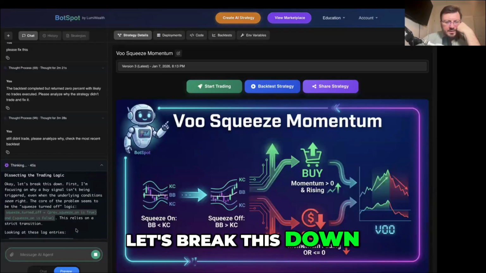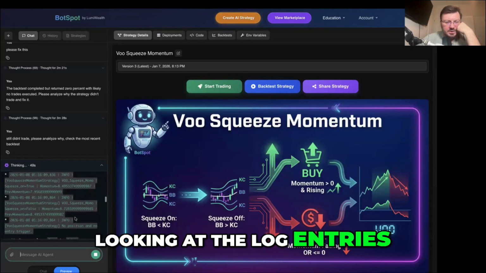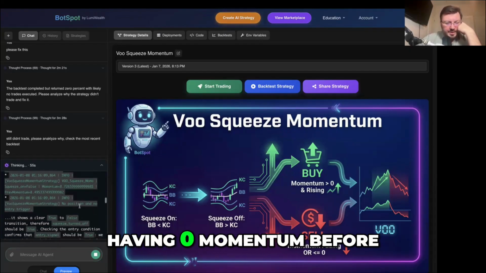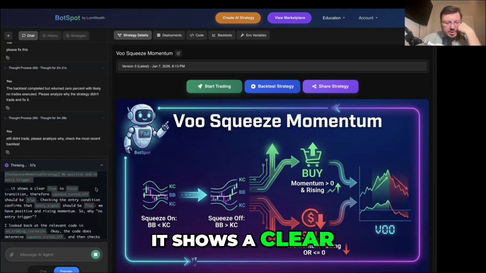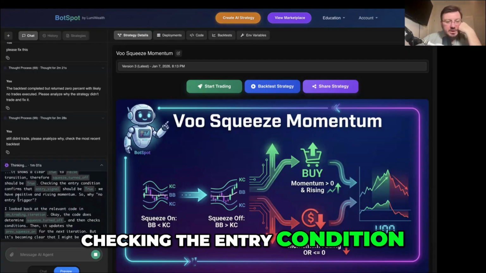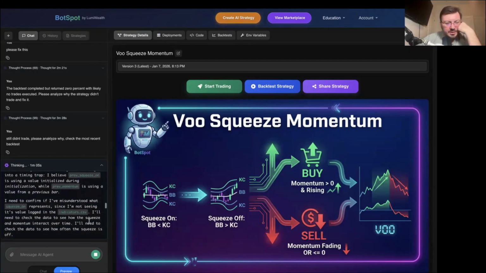Let's break this down. First, I'm focusing on when a buy signal isn't being triggered. Looking at the log entries. Okay, momentum is actually not 0 anymore. So that's actually very good because we were having 0 momentum before. It shows a clear true and false transition. Therefore, squeeze turned off should be true. Checking the entry condition confirms entry signal should be true. So why no entry trigger?